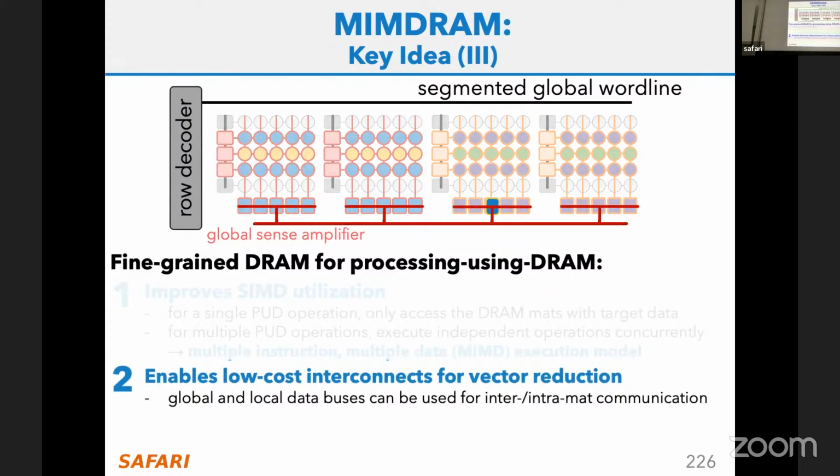Second, we can leverage the internal interconnect inside the DRAM array itself to move data from one portion of the DRAM row to different portions of the DRAM row, which allows us to implement that scalar operation, the vector reduction into a scalar value that I mentioned before.